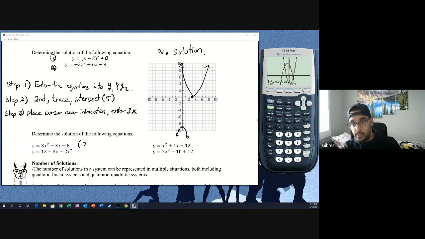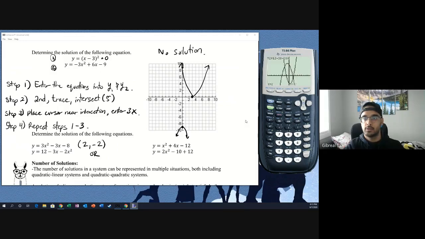So here it could either be 2, -2, or now we'll do step 4, repeat steps 1 through 3. So you can do this for however many intersection points you have. Since we've got two, we have to do all those steps just one more time. So second, trace 5. Let's move closer to the other one. And again, enter, enter, enter. And there's your other one, -2, 10. Okay, there's your two intersection points.